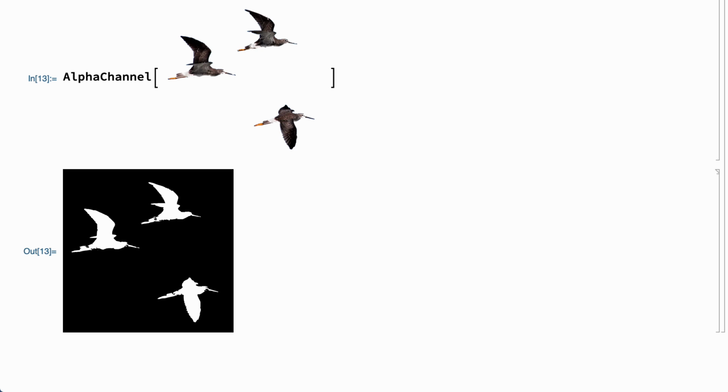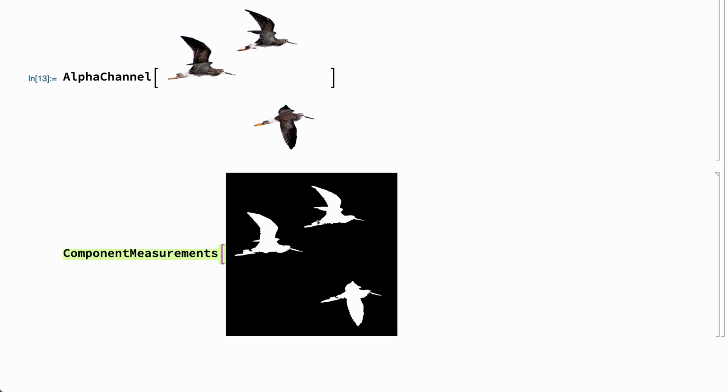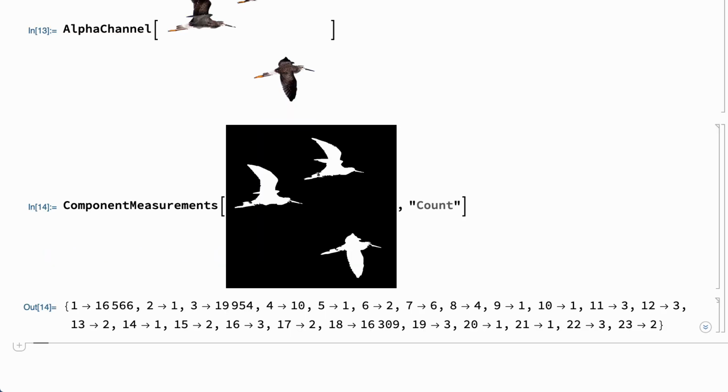Separating an image into pieces like this is called segmentation, and the pieces are often referred to as segments or as components. The number of objects in the image can now be determined by counting the number of components, which can be done using the component measurements function. The component measurements function can calculate lots of different properties of components. Here, the component measurements function is used with count as the second argument, which gives a list with the number of pixels in each component.